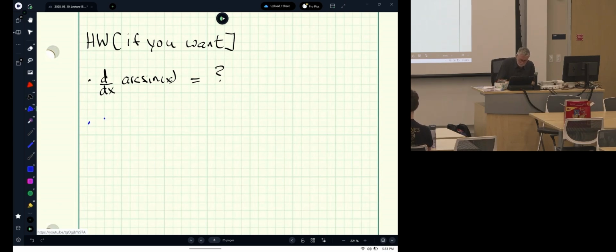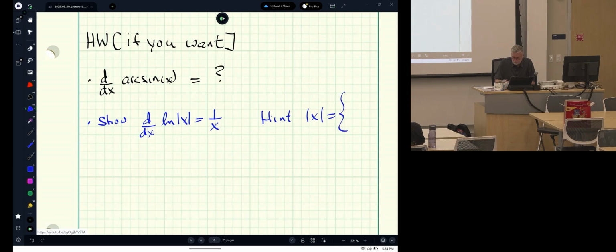And then also show d by dx log of absolute value of x is 1 over x, no absolute value on the right-hand side. And here's the hint. Absolute value is x when x is positive, and it's minus x when x is negative. I know you know that, but you often don't write down all the things you know when you're trying to show something.